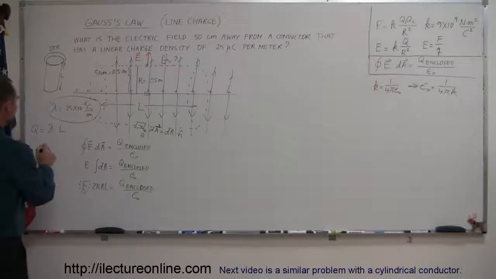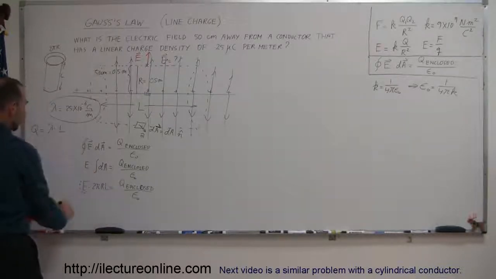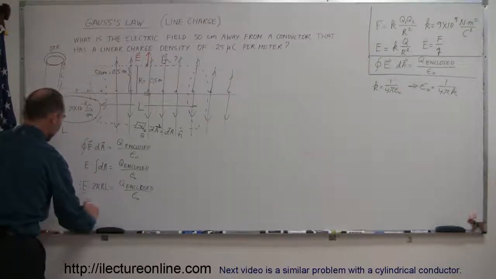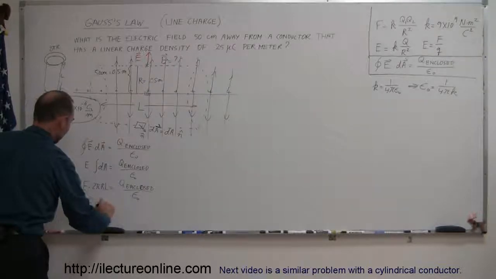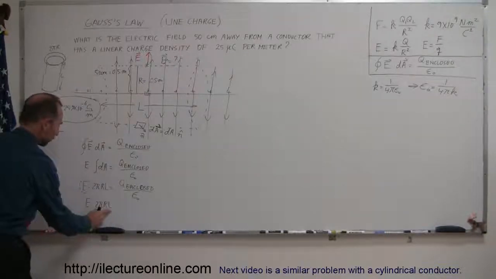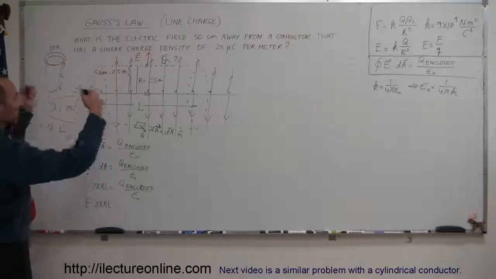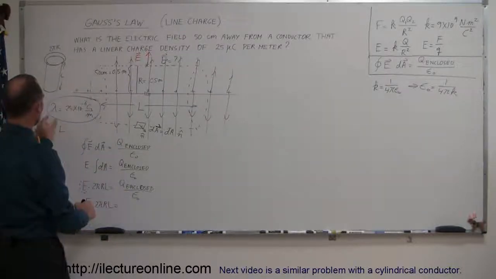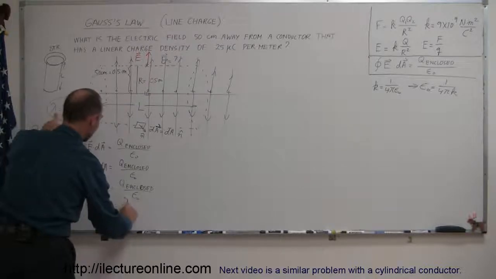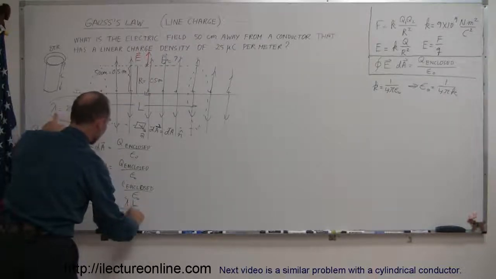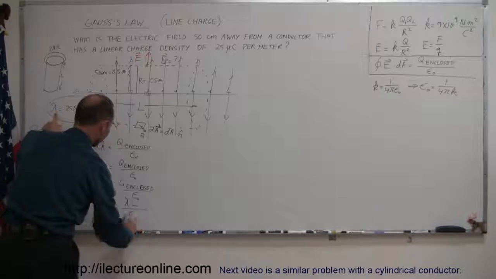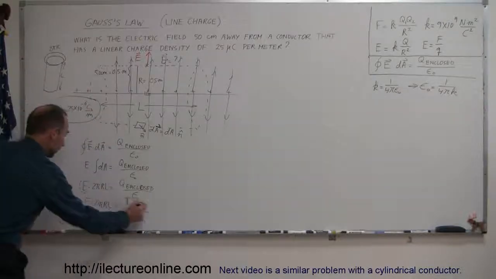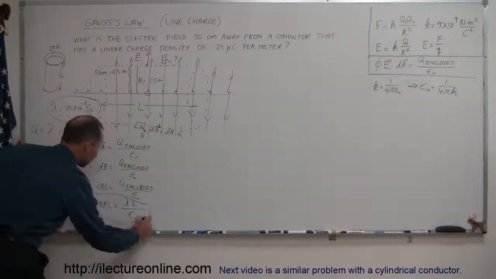If that's true, then that's equal to the Q enclosed. So we can now say that the electric field strength times 2 pi rL, which is the surface area of the cylinder, the Gaussian surface, not including the ends, is equal to the Q enclosed, which is equal to the charge per unit length, lambda, times the length of the cylinder, all divided by epsilon sub naught. And now we have an equation where there's only one unknown.